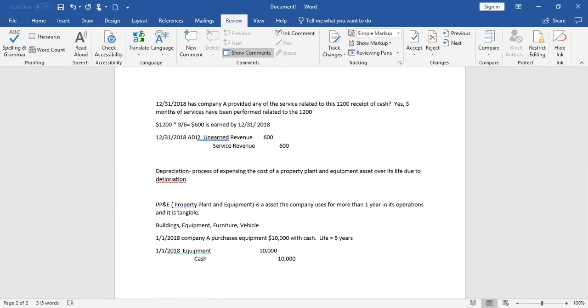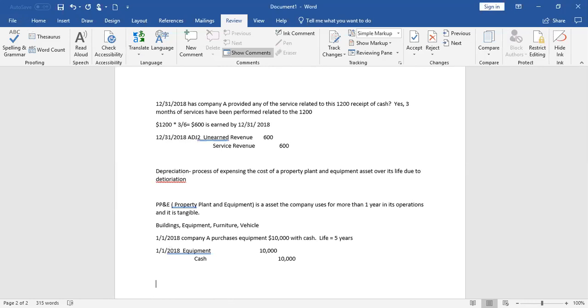Now, since we use equipment in our business and we're not using this asset all up within a year, okay, we are going to expense how much we paid for this equipment over the time we use it. That's what depreciation is. So we don't ask anybody what it's worth at the end of the year. That doesn't go into our calculation of depreciation expense.